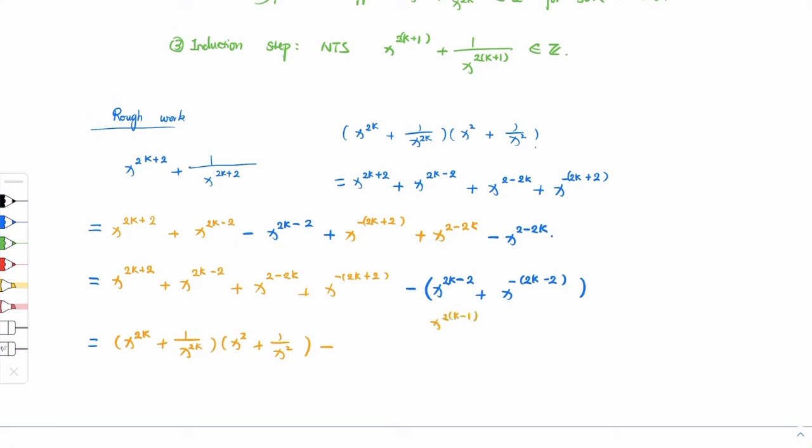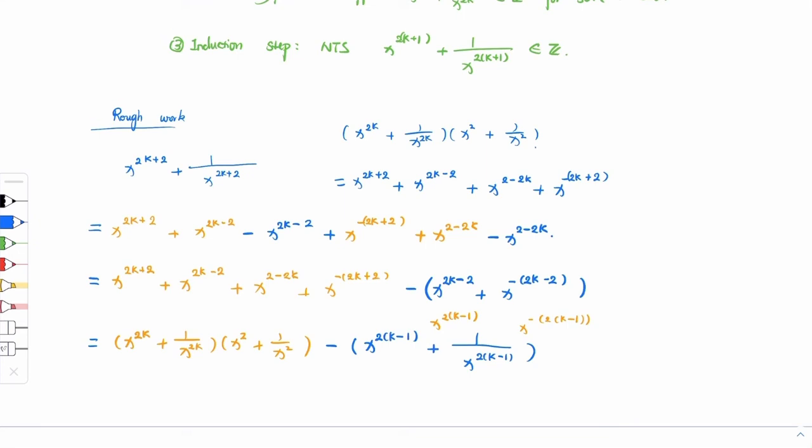Okay, and this will give you x to the negative 2k minus 1. So that's the same as x to the 2k minus 1 plus 1 over x to the 2k minus 1. So those are the same thing.